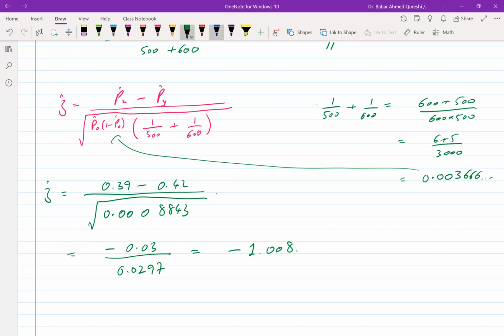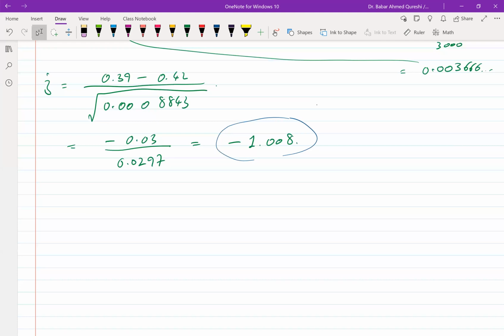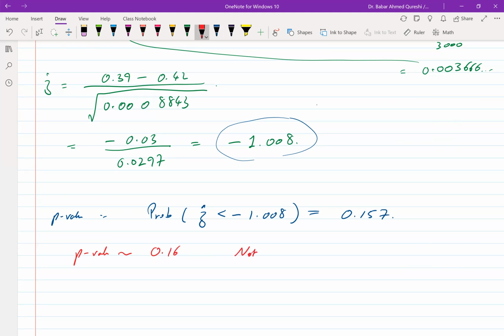So again, I can compute the p-value. I have got this z, that there is some evidence because z is not 0. 0 would mean that this is exactly equal. There is some evidence, but how strong is it? So the p-value in this case is the probability of z being less than this number, which I have observed in my data. And that, if you do look up in the tables, comes out to be 0.157. So the p-value is about 0.16, not very strong evidence that px is less than py.